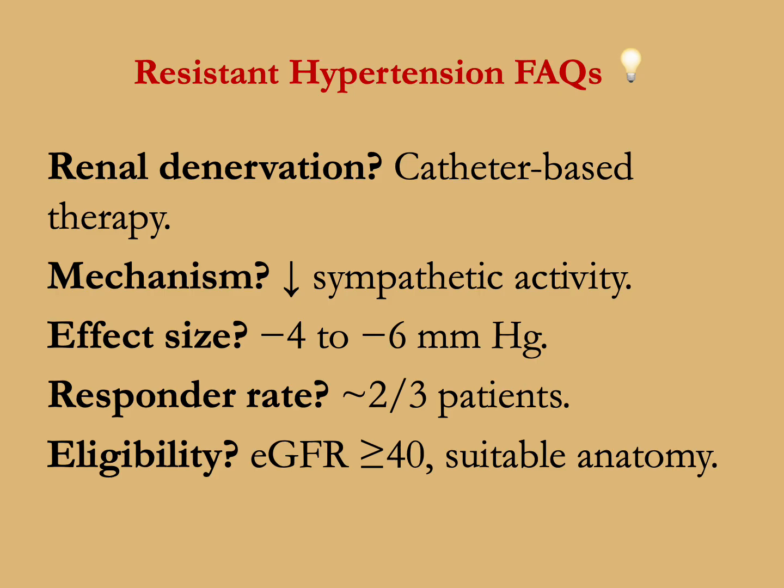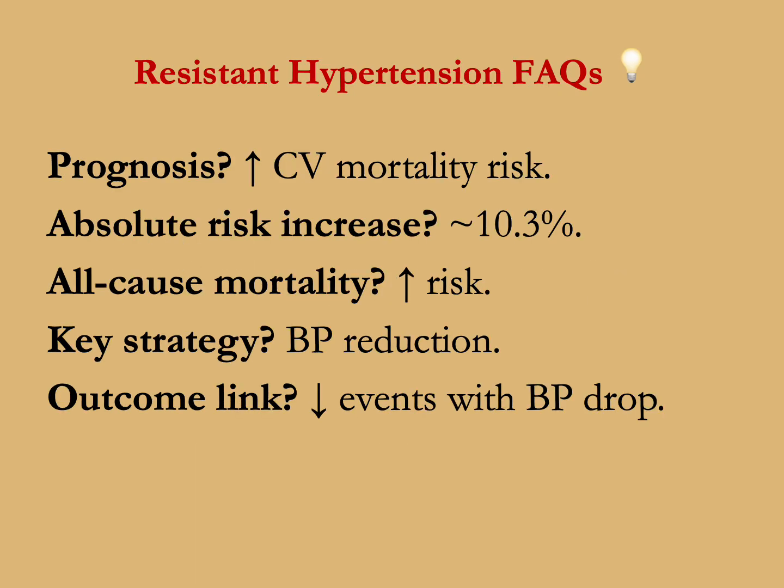What about renal denervation? It's a catheter-based therapy, decreases sympathetic activity. The effect size is about 4 to 6 millimeters of mercury, and the responder rate is 2 out of 3 patients. Eligibility when the eGFR is equal to or greater than 40, and there is a suitable anatomy for denervation.